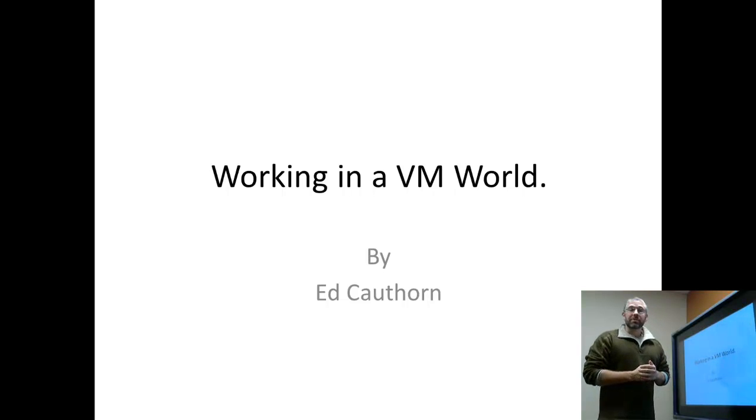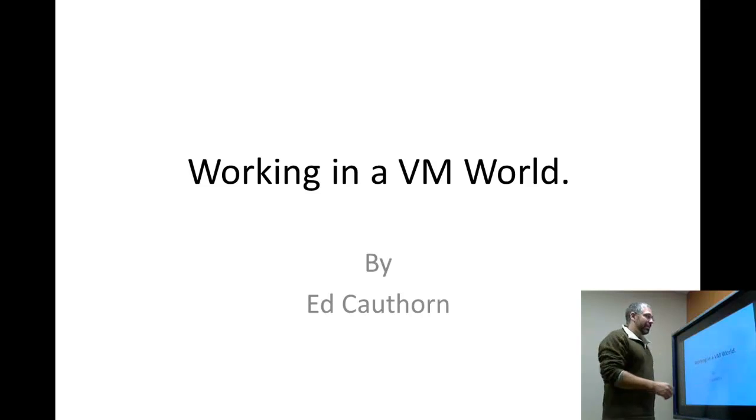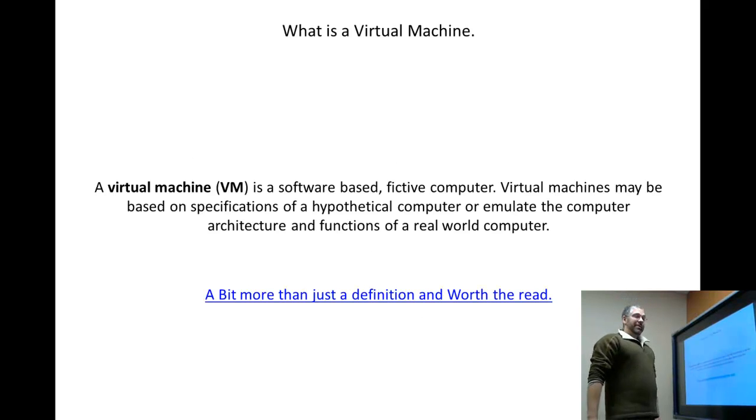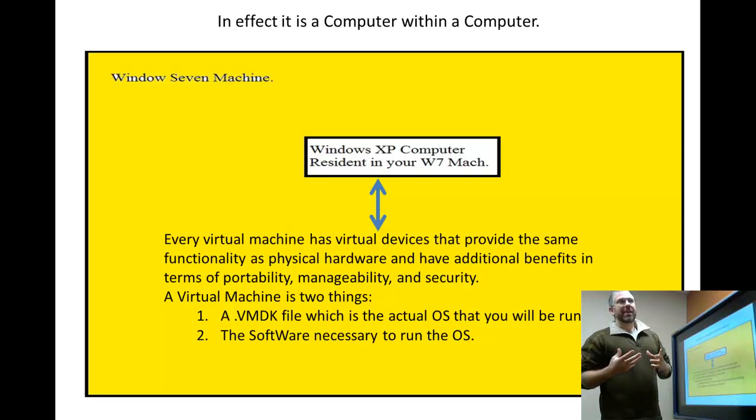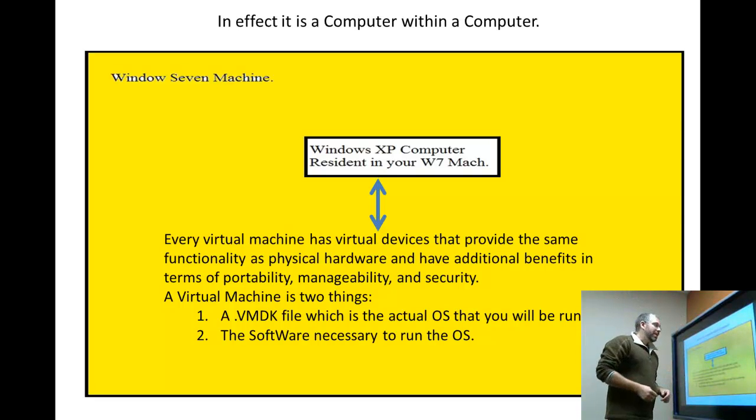I'm a tutor here at Manchester Community College, and today we're going to be discussing virtual machines and working in a virtual machine world, or a VM world as we like to call it. What is a virtual machine? A virtual machine is a software-based fictitious computer. Virtual machines may be based on specifications of a hypothetical computer or emulate a computer architecture and functions of a real-world computer. What are we saying? That a virtual machine is a fake computer that runs on your computer. So it's an emulator. It can emulate Windows XP on your Windows 7 machine.